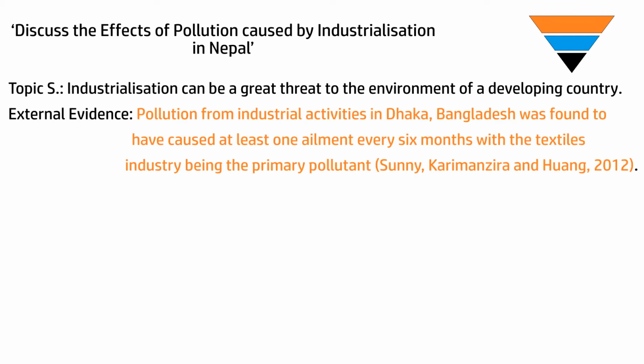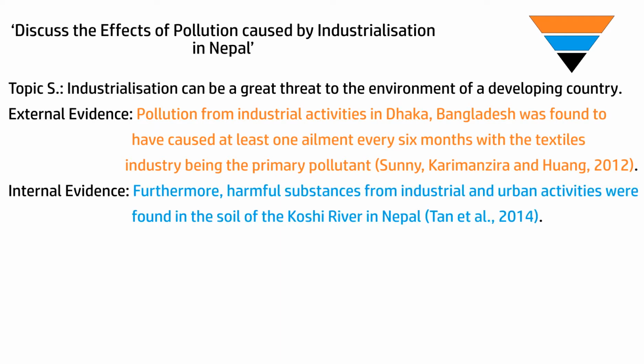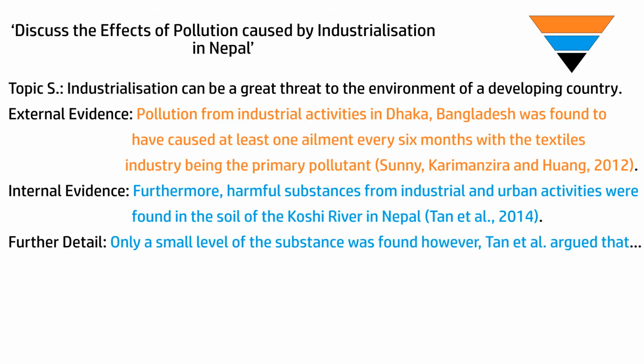Pollution from industrial activities in Dhaka, Bangladesh was found to have caused at least one ailment every 6 months, with the textiles industry being the primary pollutant. Furthermore, harmful substances from industrial and urban activities were found in the soil of the Koshi River in Nepal. Only a small level of the substance was found, however.